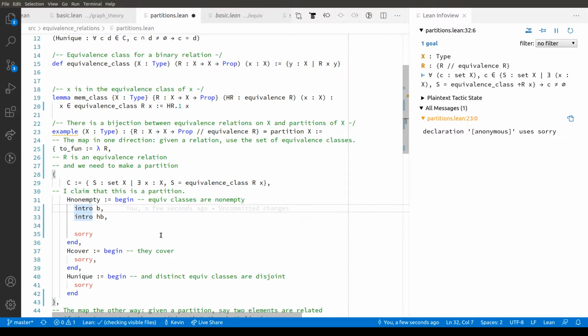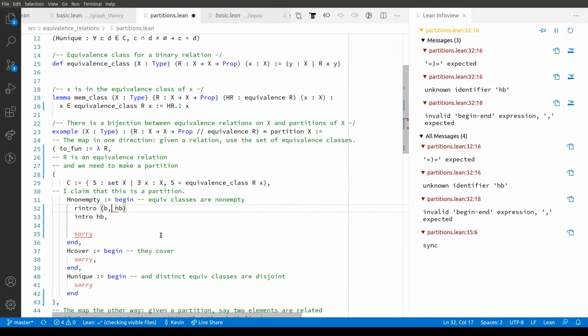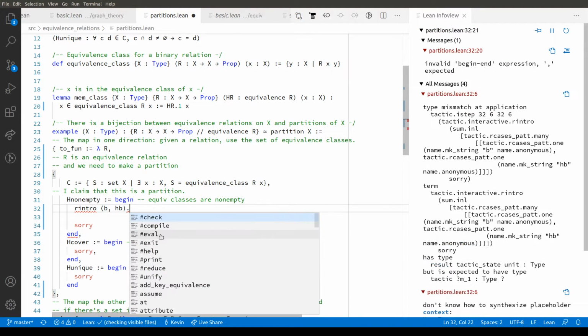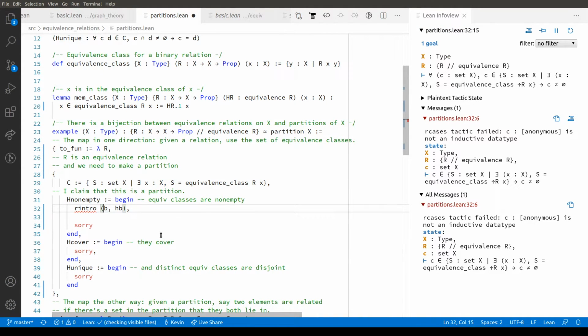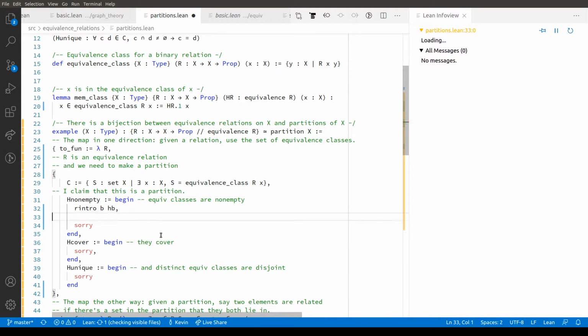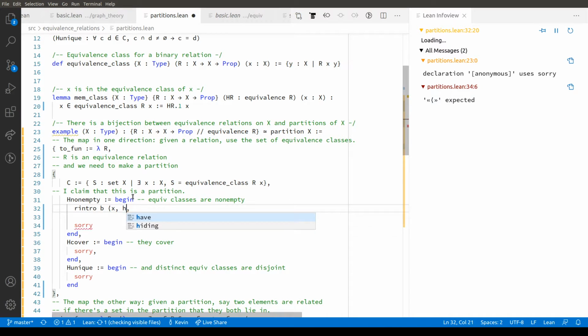We can do all this. Let's just use rintro. rintro B, comma HB. There. We can do all this in one line. Oh no, we can't, because I haven't got a comma. There. Oh, we still can't. Let's try it like this. Let's try B and HB. What about that? Oh, this looks good. So now HB is a proof that B is in the set of subsets of X such that there exists a little x such that S is that equivalence class. So I really want the x straight away, right? x, comma HX.